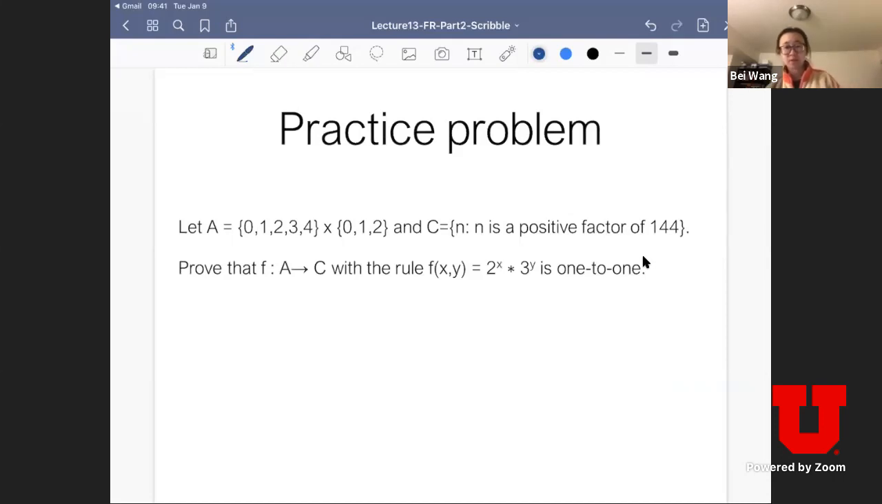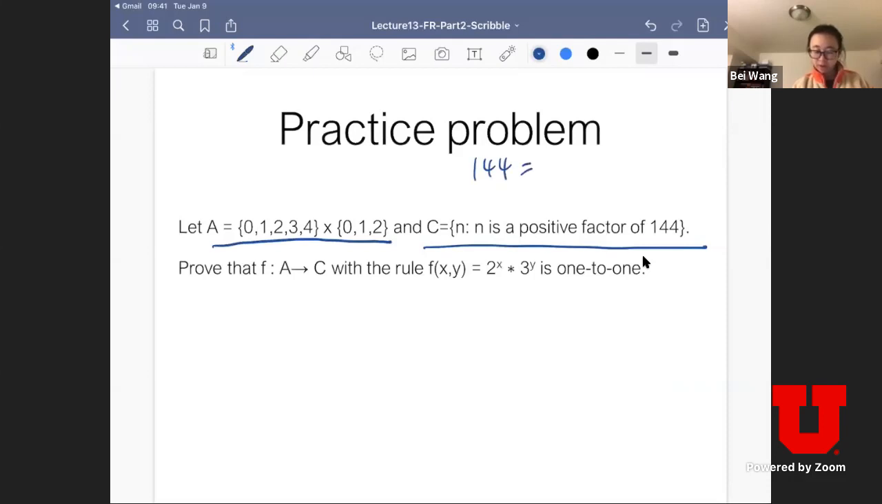Again, I want to show this to be one-to-one, but now it's a little bit more complicated. A is a Cartesian product of sets. C is a set of integers, which are the positive factors of 144. So what is 144 if I factor it? If I factor it out, it's equal to 2 to the power of 4 times 3 to the power of 2. And you can verify it offline.